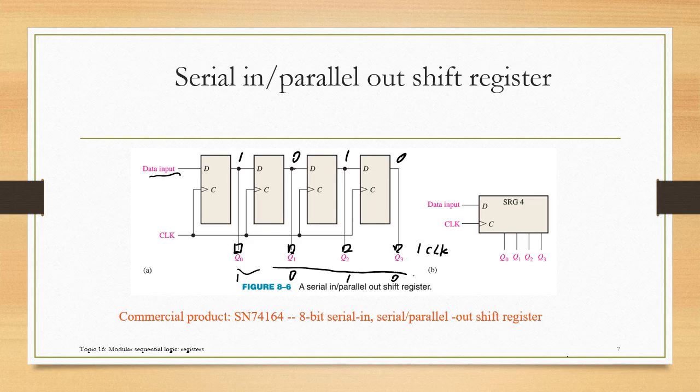So in this case, we need 4 clock cycles to store the data, because it's still serial in, but we only need 1 clock cycle to read the data. So absolutely it's faster, right?